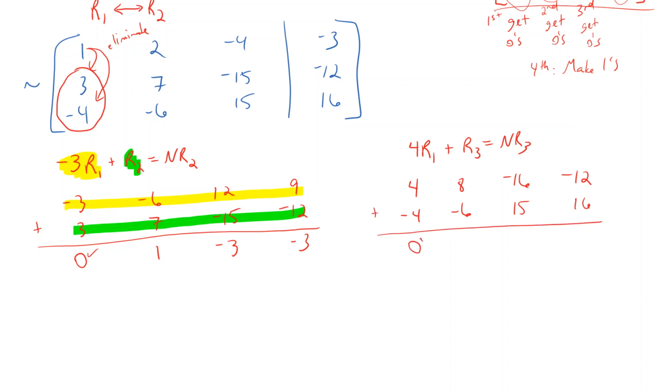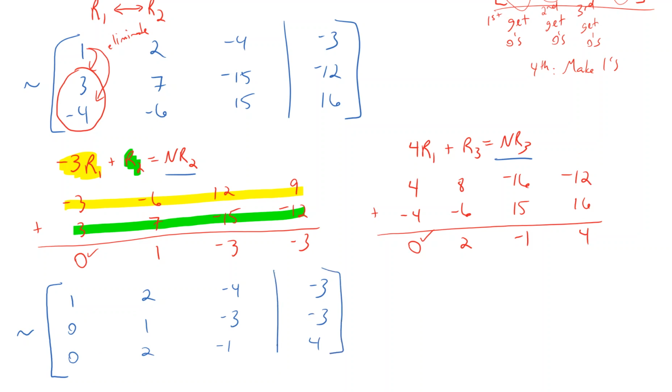And I get 0 again for my first entry. That's going to be right here in my new row 3. 8 plus negative 6 is 2. Negative 16 plus 15 is negative 1. Negative 12 plus 16 is 4. So now what I'm going to do is rewrite my matrix, my equivalent matrix. Now, I've got a new row 2 and a new row 3, so row 1 doesn't change. Row 2 is 0, 1, negative 3, negative 3. And row 3 is 0, 2, negative 1, 4.